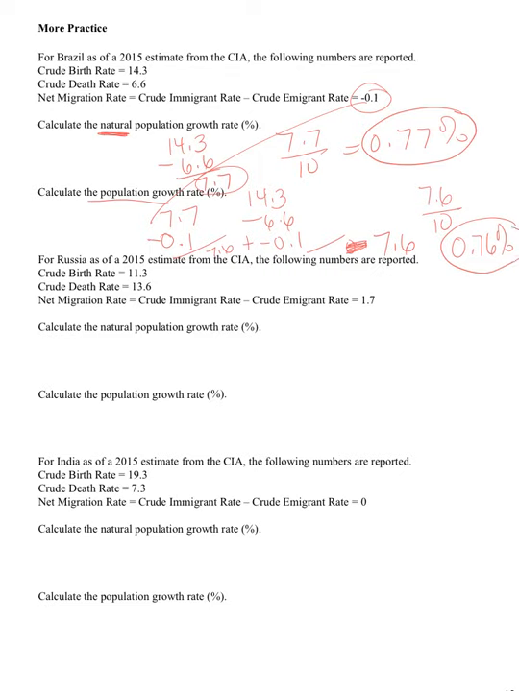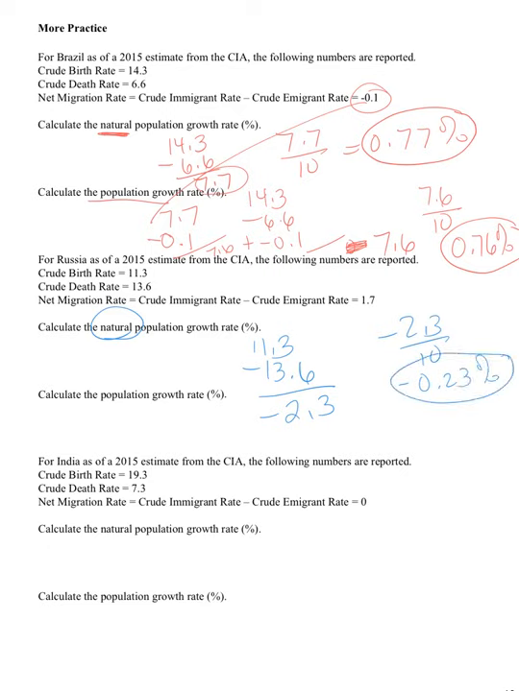Next one I'm going to look at is this country, Russia, and it's natural. So natural, again, is just births minus deaths. So 11.3 minus, oh wait, I have 11.3 minus a bigger number. So I'm going to get a negative number. And again, that means this population isn't growing, it's shrinking. So I'm going to get minus 2.3. I'm still going to divide by 10, and I'm going to get negative 0.23%. So the population is shrinking.